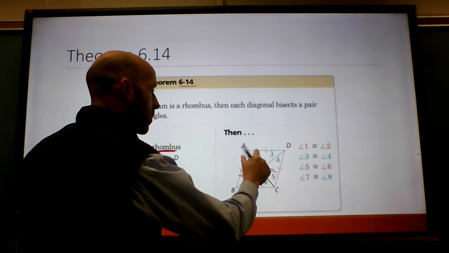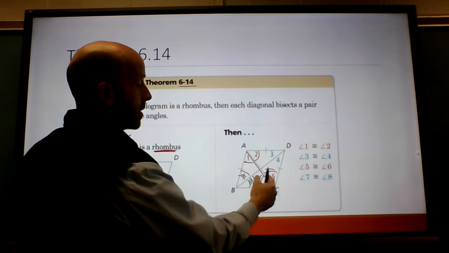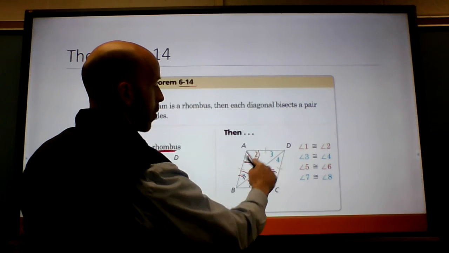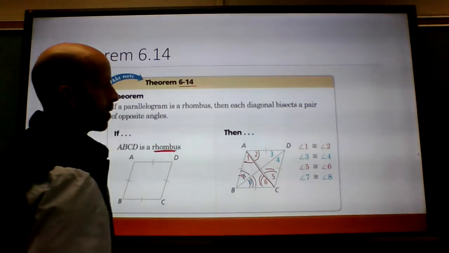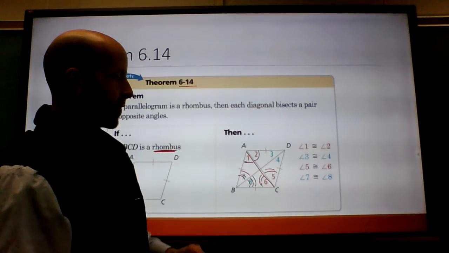Angle 1 and angle 2 are going to be congruent. Angle 5 and angle 6 are going to be congruent. And actually 1, 2, 5, and 6 are all congruent. And then 7, 8, 3, and 4 are all congruent. So they're not all congruent. Angle 7 does not necessarily have to equal angle 1.